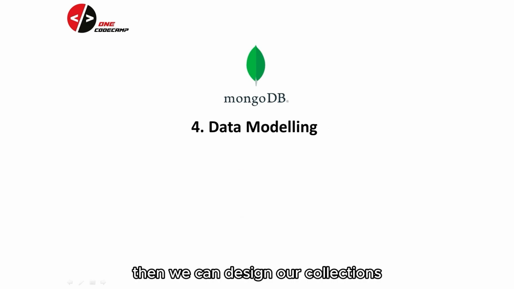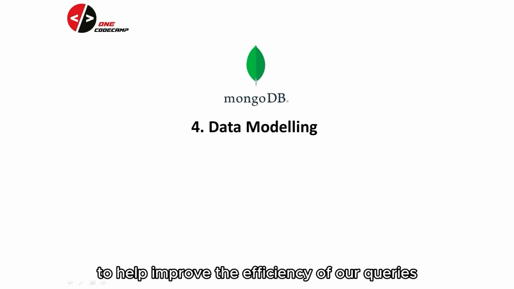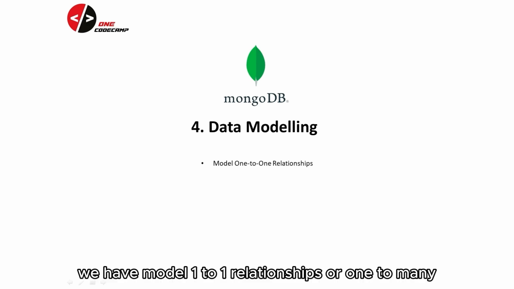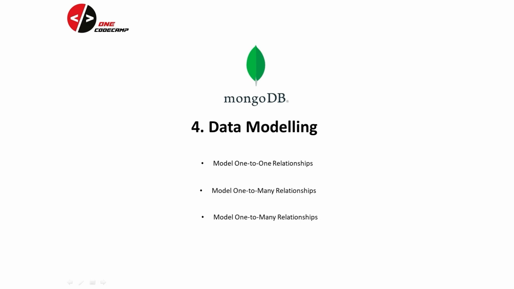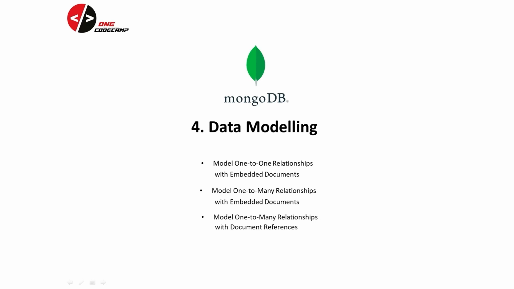Then, we can design our collections in a way that aligns with our query patterns to help improve the efficiency of our queries. We have model one-to-one relationships or one-to-many. And this can be with embedded documents or referencing.